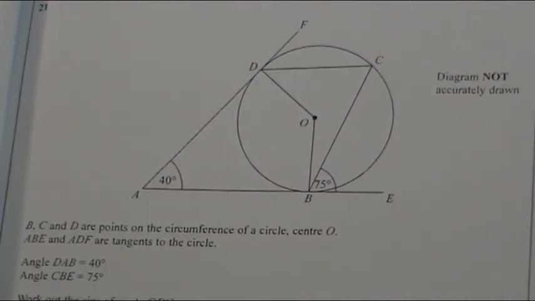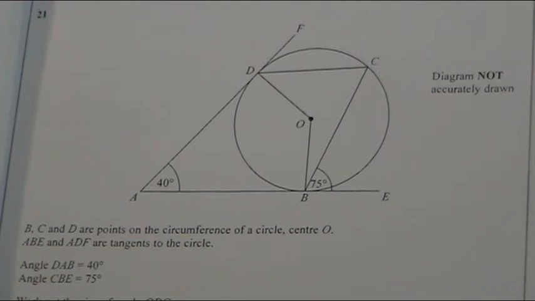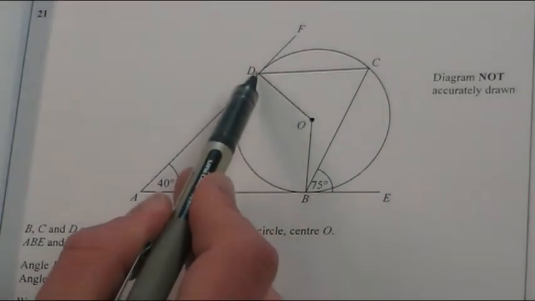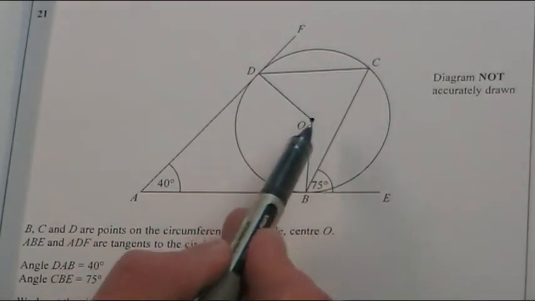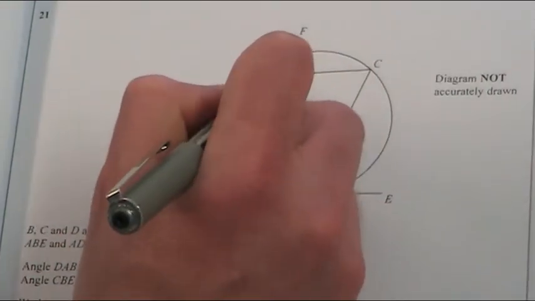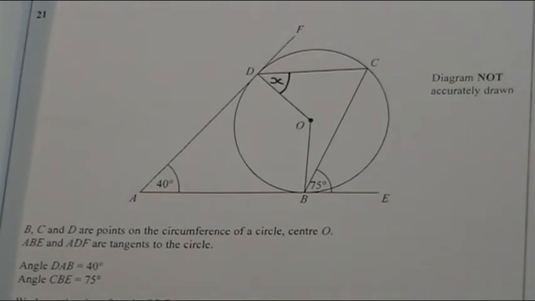Question 21 is a particularly nasty circle theorem question. We're asked to find the angle ODC. So starting at O, then go into D, then go into C. This is the journey along these two lines making this angle. So that is the first thing I'd write down.